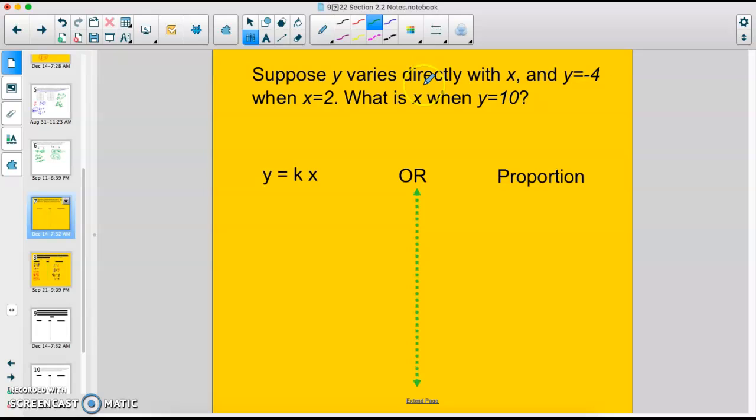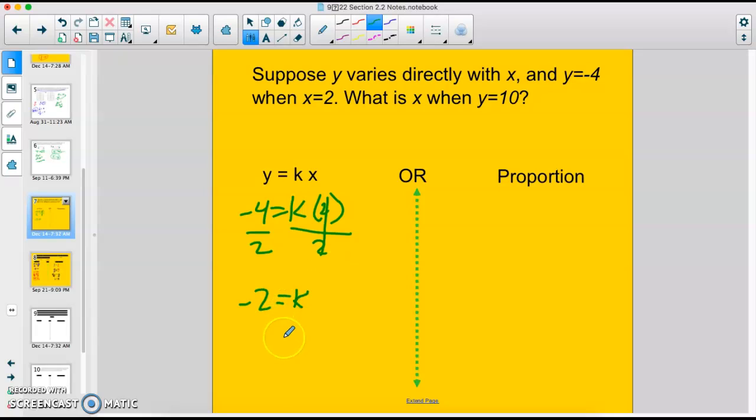Okay, so suppose y varies directly with x, and we know that y equals -4 when x is 2. We need to figure out what x is when y is 10. So we can plug into our equation. We don't know what the constant of variation is, we don't know what k is, but we do know y and we do know x. So let's plug in y is -4. We don't know k, but we know that x is 2. So we can divide by 2, and we get k equals -2.